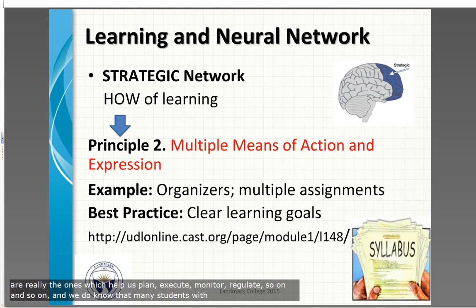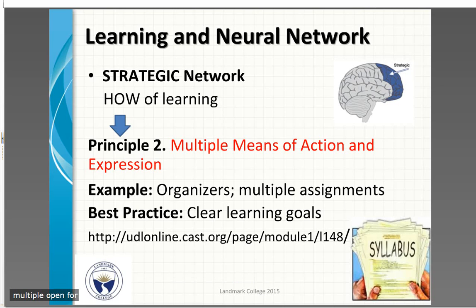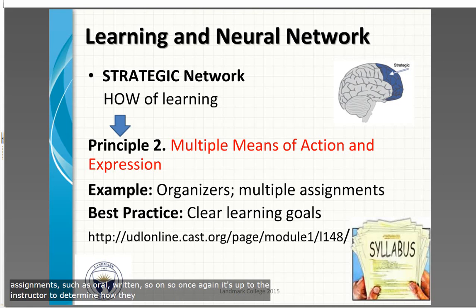Now, this network forms the basis for the second principle of UDL, namely multiple means of action and expression. Activating students' strategic networks can be done by including supports and cues in the instruction, such as organizers, timelines for assignments within the syllabus, and multiple options for assignments, such as oral, written, and so on. So once again, it's up to the instructor to determine how they want to facilitate the strategic learning network in our students.